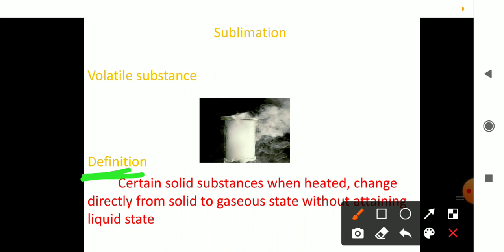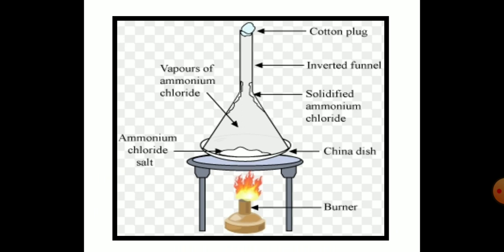Is it clear, students? What is given? Certain solid substances, when heated, change directly from solid state to gaseous state without attaining liquid state. So that ability of a molecule is called sublimation. This process is also called sublimation. Is it clear? Now, this is the pictorial representation of the sublimation process. You have to look at this very carefully because this is very, very important. How to carry out this process is very, very important.